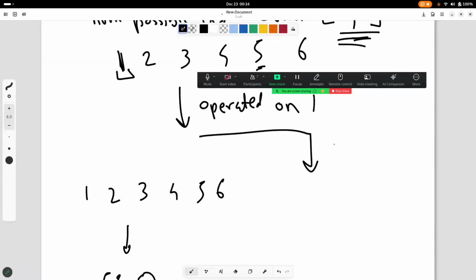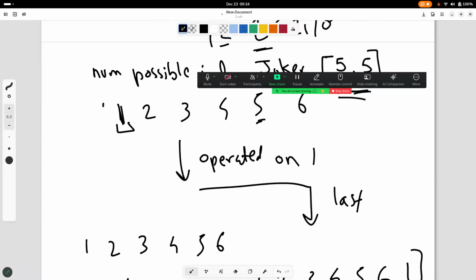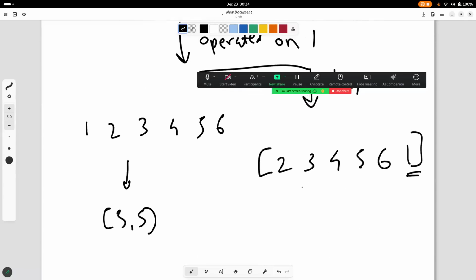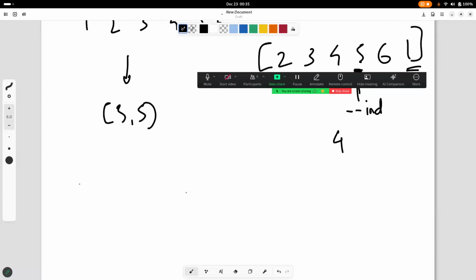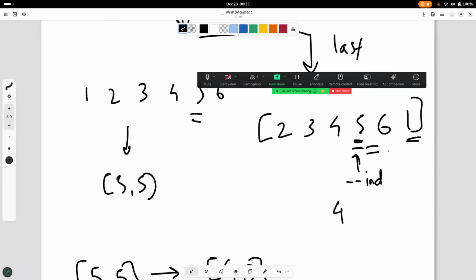The other thing is put it at the end of the array. So 2, 3, 4, 5, 6, and you're operating on 1. Take this 1 and put it at the end of the array. When you put it at the end of the array, the index of your joker actually decreased. Now your index became 4. So your range of 5 to 5 increased to the range of 4 to 5. So you have two possible values.